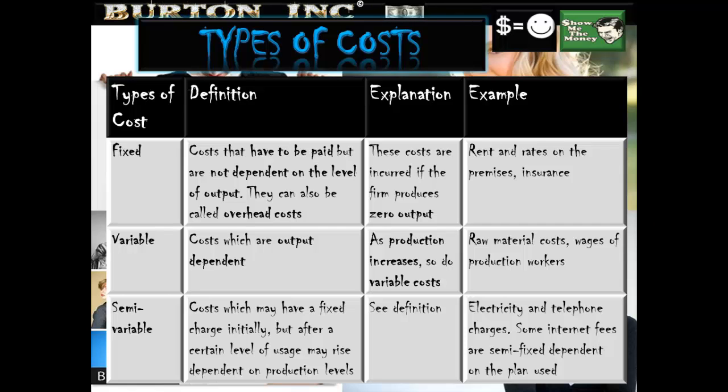And then we've got the messy combination of the two. A cost which might have a fixed part charge, but after a certain level of usage may rise dependent on production levels. The classic example here is a cell phone plan. Semi-variable: you've got that monthly upfront fee, and then depending on how much you use it, you have additional charges on top. Internet fees are semi-fixed dependent on the plan used as well.